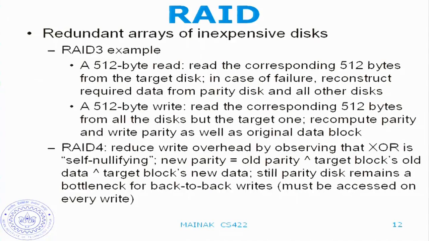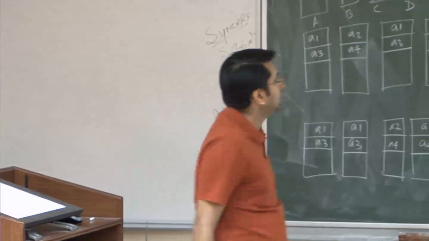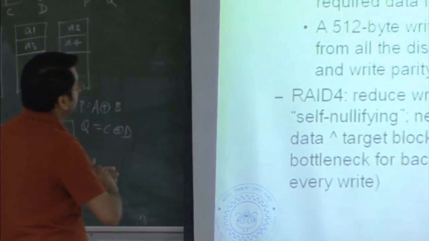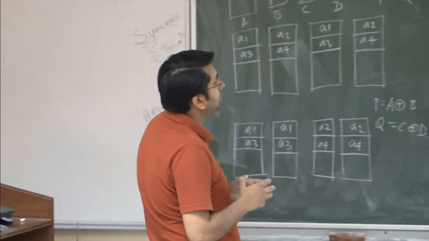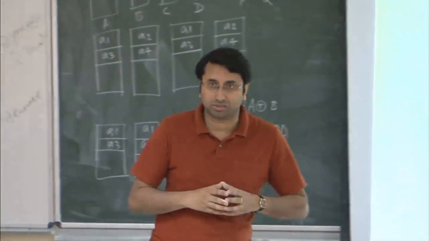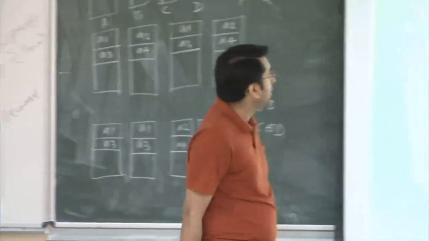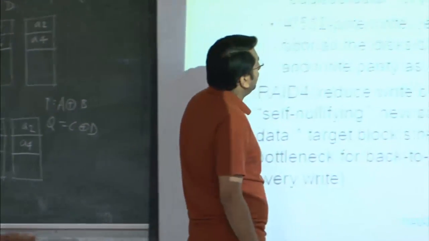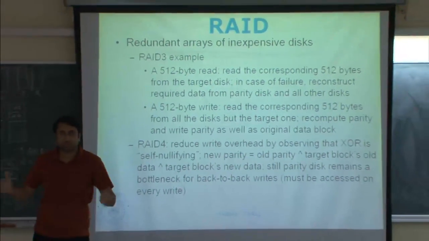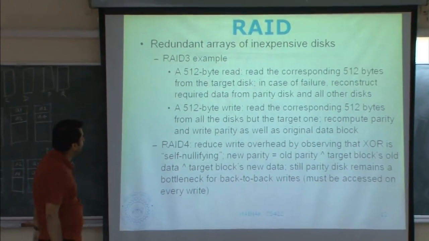So here's an example for RAID 3. Let's suppose I want to do a 512 byte read, which is my sector size. You read the corresponding 512 bytes from the target disk, wherever it is located. In case of failure, you reconstruct the required data from the parity disk and all other disks. So only in case of failure do you have to access all the disks for this particular sector of data.